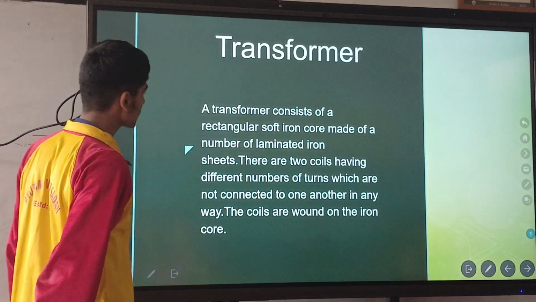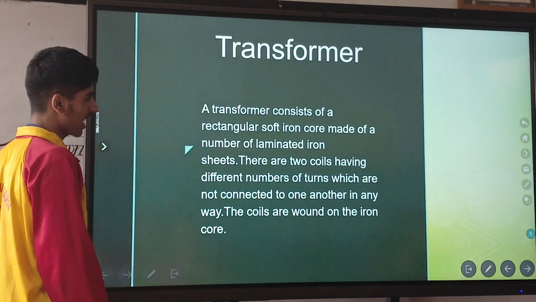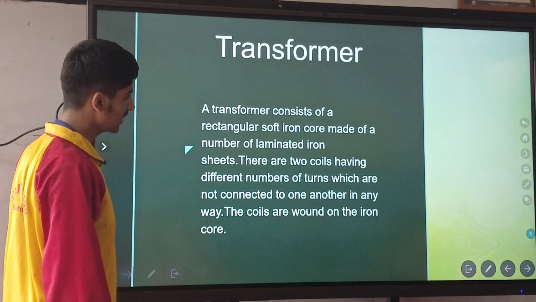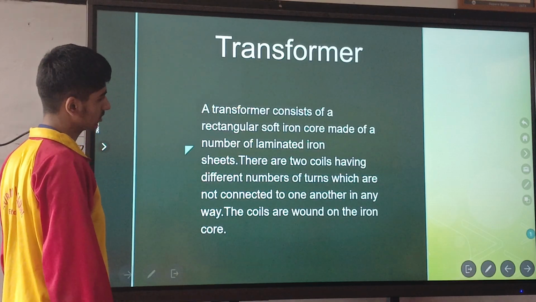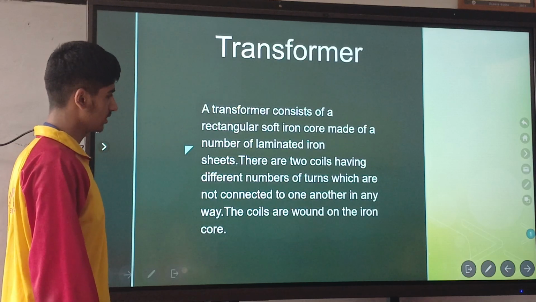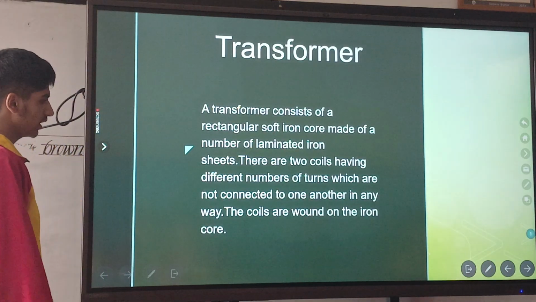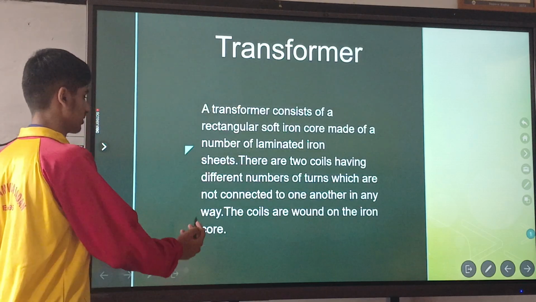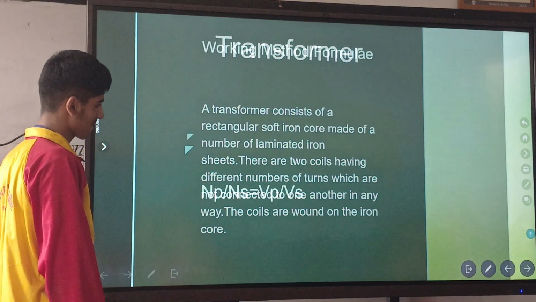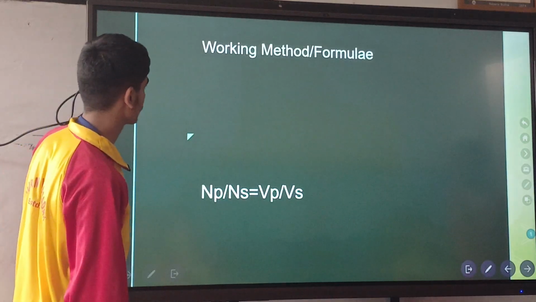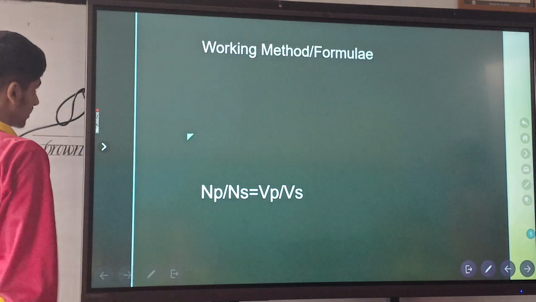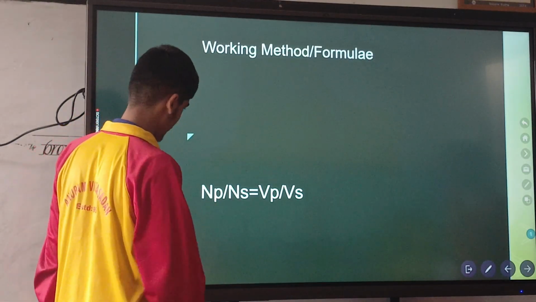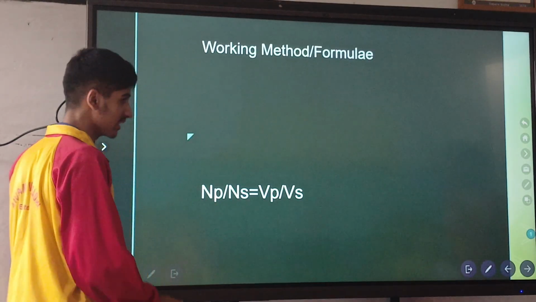Transformer. A transformer consists of a rectangular soft iron core made of a number of laminated iron sheets. There are two coils having different numbers of turns which are not connected to one another in any way. The coils are wound on the iron core. Here is one formula derived from working methods: Np by Ns equals Vp by Vs.